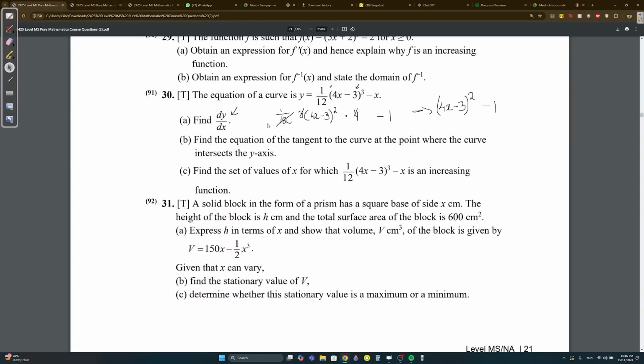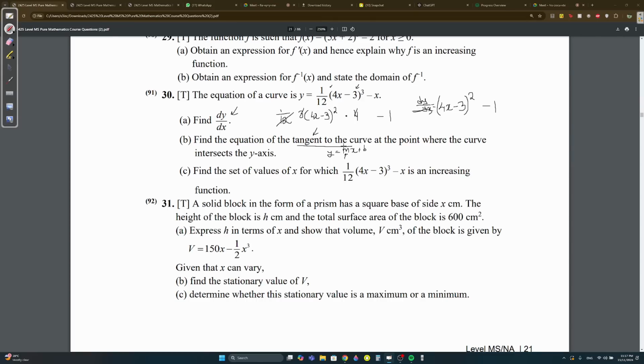What did they say here? Find the equation of the tangent to the curve at the point where the curve intersects the y-axis. You guys know that to find the equation of the tangent, you have to use the derivative, and we found the derivative. That's why they asked us to find the derivative over here. Why? Because the equation of the tangent is always y = mx + b, where m is the slope.